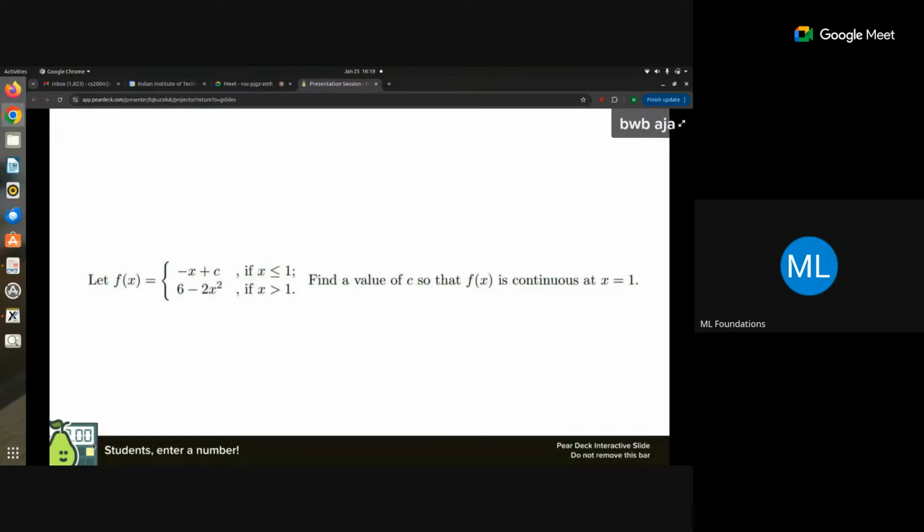What will you do here? You'll compare the left hand side and right hand side limit, and they should be equal, right? Why? Because this function is continuous at x equal to 1.